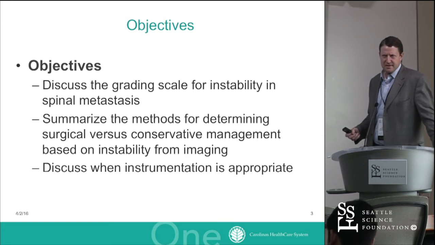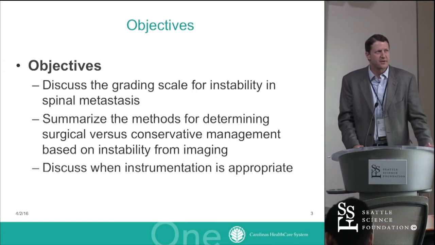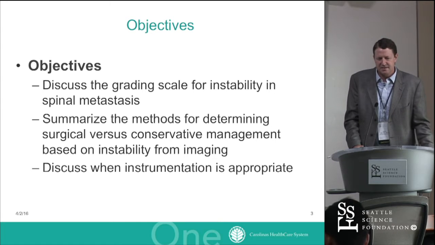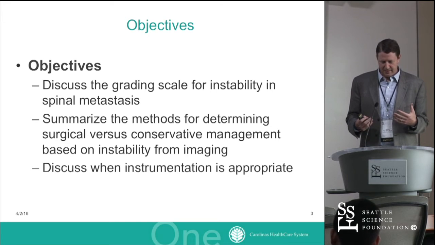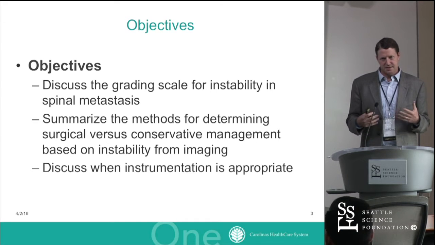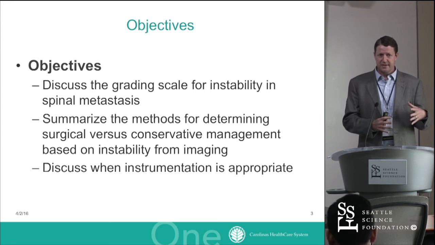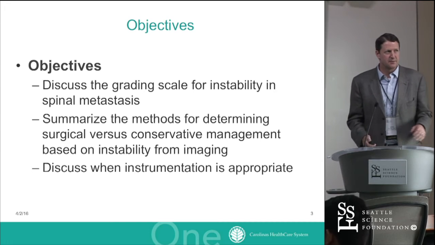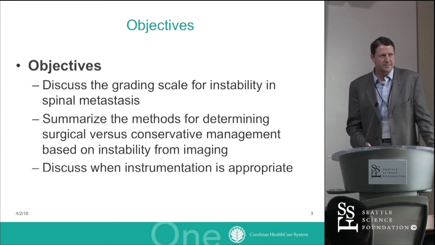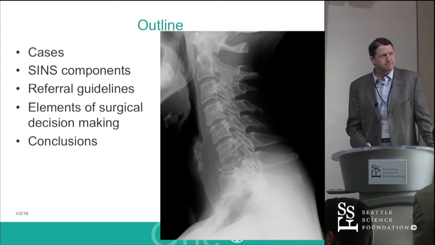So the objectives of this talk are going to be to discuss the grading scale for instability in spinal metastasis, and to summarize the methods for determining surgical versus conservative management based on instability from imaging. I want to clarify, Dr. Rines is going to talk in a little bit about surgical management of metastatic disease and touch on some other facts. We're looking at stability here. There is another element to deciding on whether surgery is appropriate, which I'll touch on, but this is really going to focus on the stability element of things. And then we're going to discuss a little bit when instrumentation is appropriate.